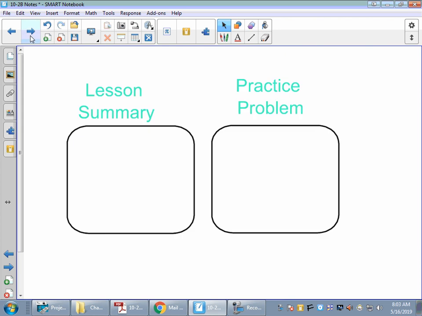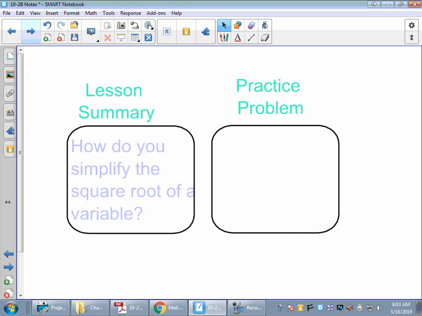So we're on to the lesson summary. And remember, you guys gotta fill these out. Sometimes we're slacking and we're not filling this part out. If you want full credit on your notes, you got to fill these out.